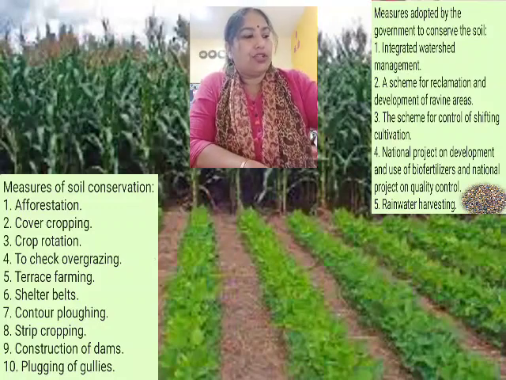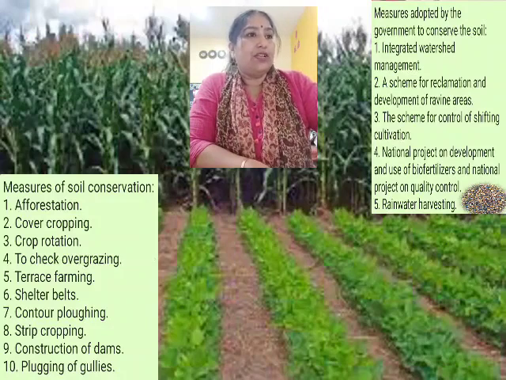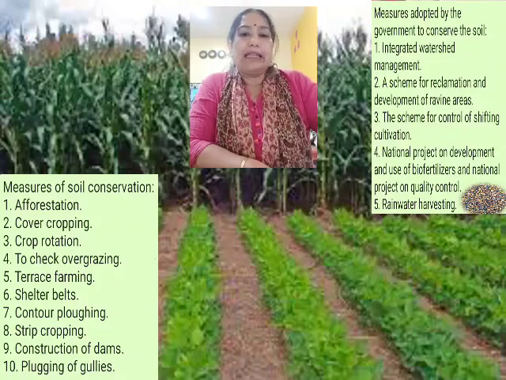Then another question which can be asked is, state farming methods of conserving soil fertility. Farming methods. In this you will write point number 2, cover cropping. Point number 3, crop rotation. Point number 6, shelter beds. And point number 8, strip cropping.